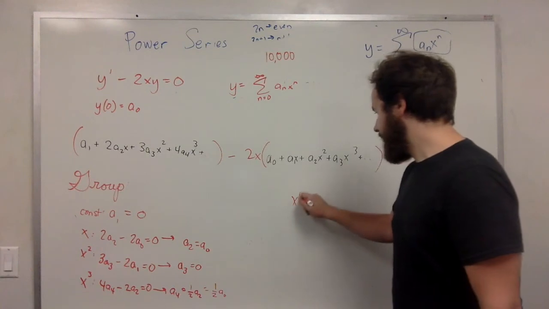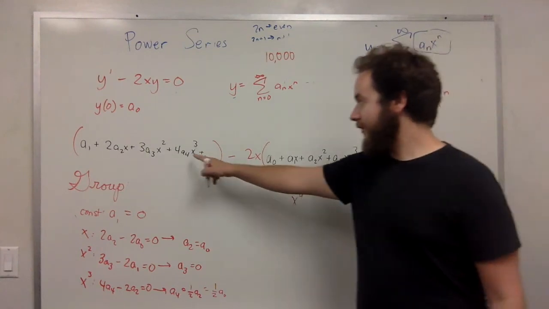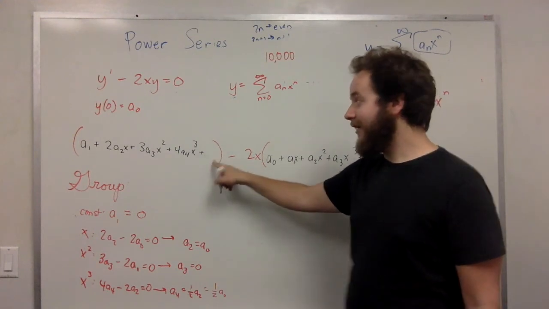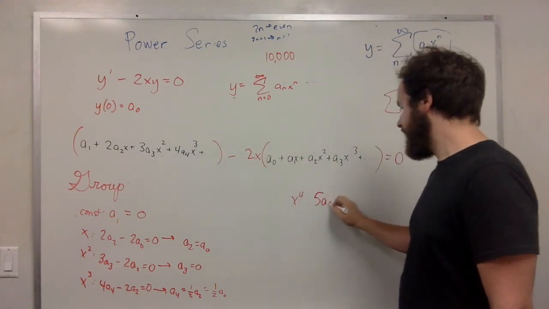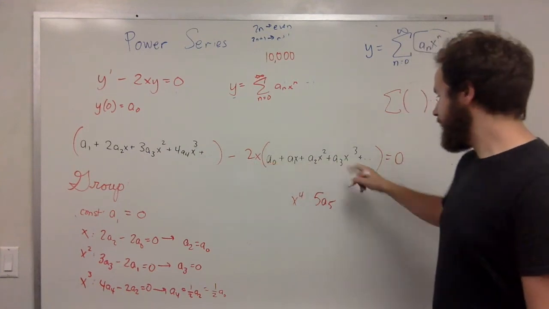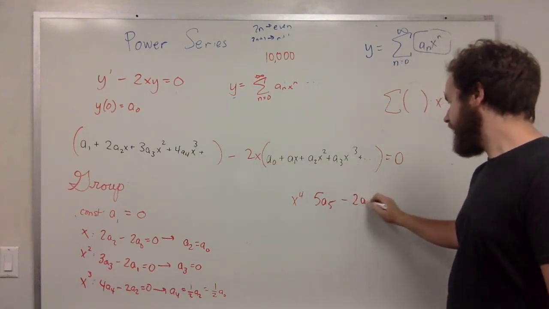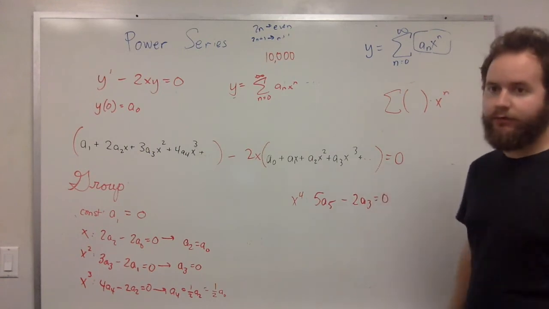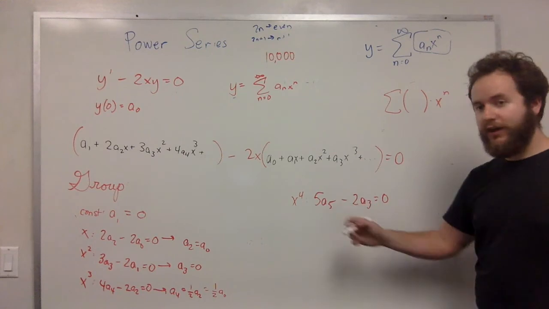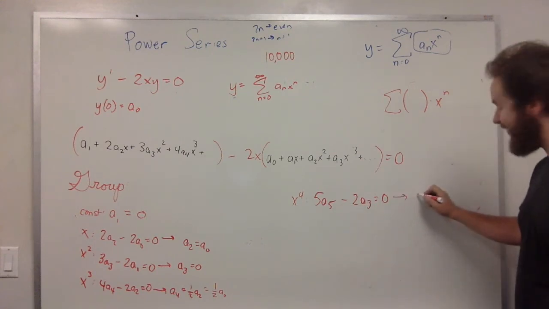The x to the 4th terms now. X to the 4th, there's going to be a 5a5. We don't see it, but it's there. A 5a5, and we have a minus 2a3. What do we know about a3? It's 0. a3 is 0, so guess what? a5 is 0.